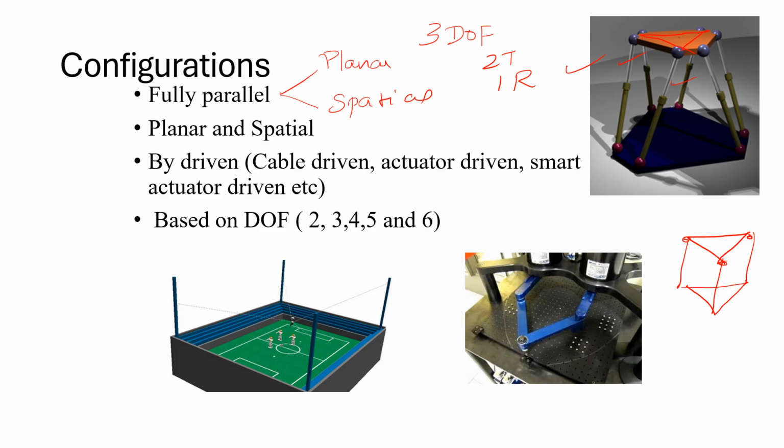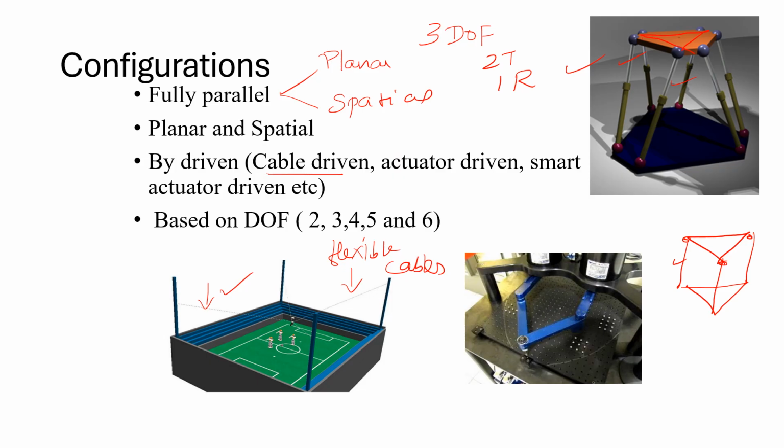Then you also have cable driven parallel manipulators, as you see in this figure. These manipulators have flexible cables, as you see here in this figure. They are the flexible cables, and they are the part of the rigid links. So as you have rigid links in the manipulator, the cables here take the place of a rigid link.